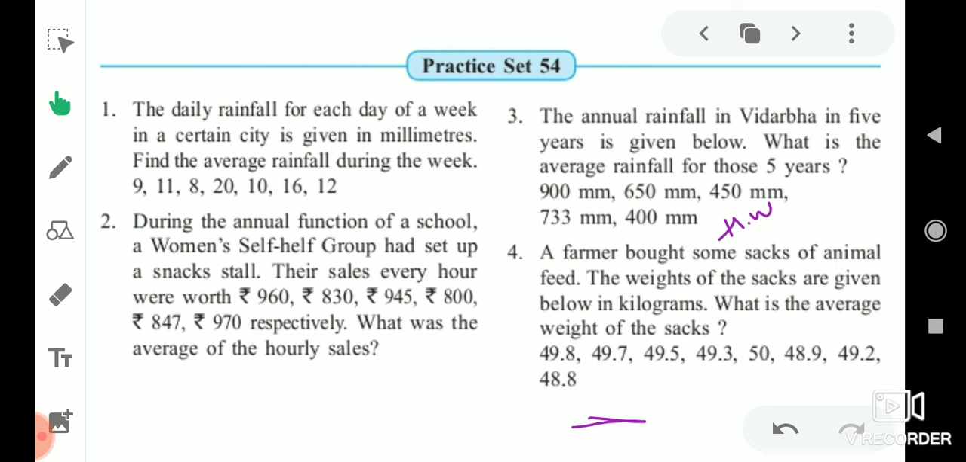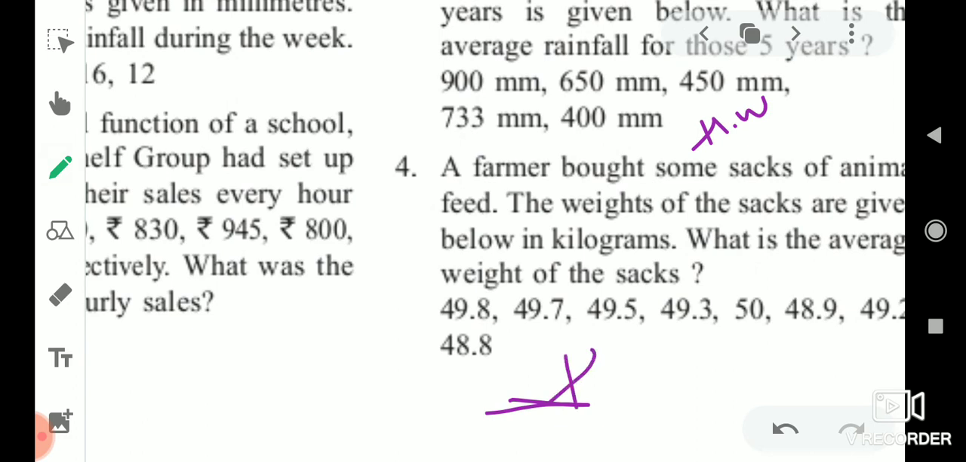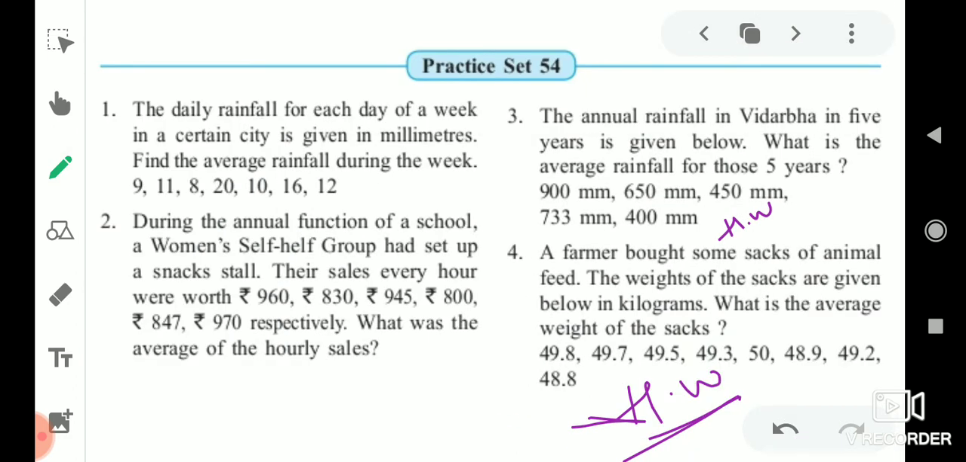So how will we calculate the average? We will simply add all these values and divide by total number of values. Okay, so try it at your home by using the formula of average, that is sum of all the values divided by total number of values. Okay.